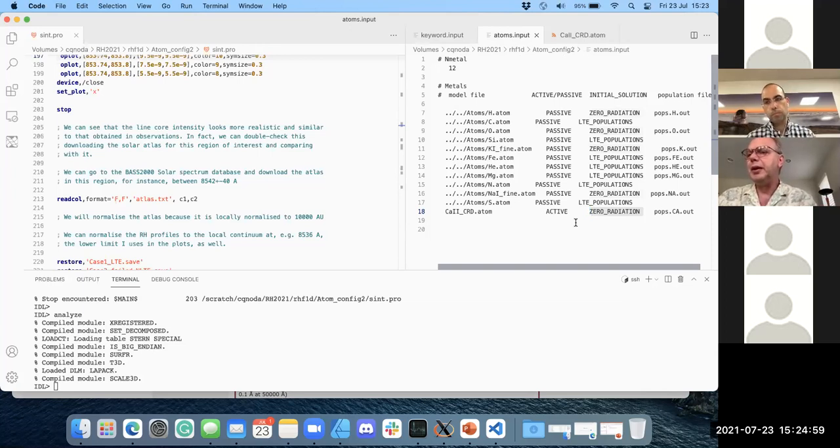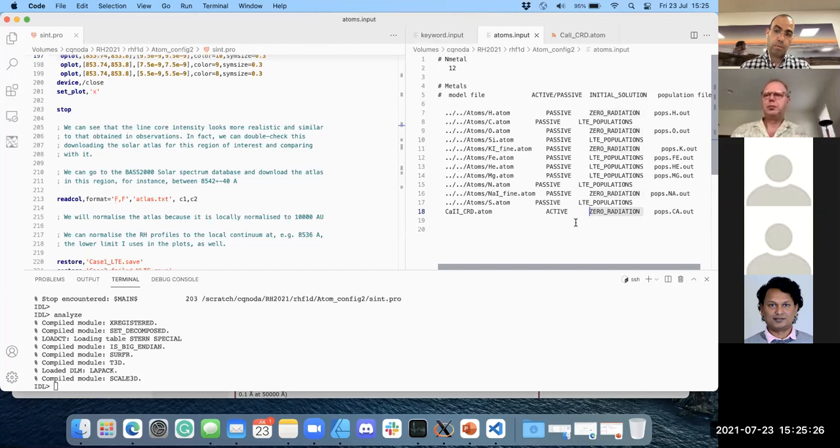But in the case of an atom with strong resonance transitions like calcium II, it is a better initial solution to use zero radiation as a starting solution, because it's closer to what you finally expect it to be. I see. Thank you. So there's no recipe, we may need to try, but in general, for calcium or magnesium II, you can use zero radiation and it usually works well.